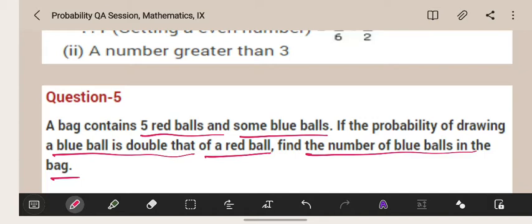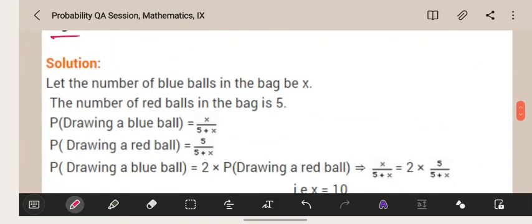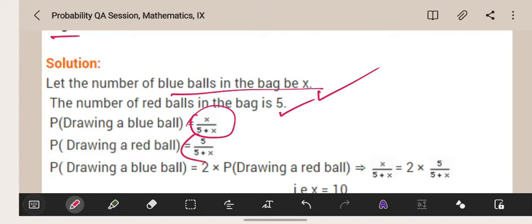So we'll be using some variable. The variable x can be used for blue balls. Because we know about the red balls, the number of red balls is 5 here, and some blue balls they are talking about. So we can assume that the number of blue balls is x, and then we proceed with the answers. The solution is, let the number of blue balls be x. The number of red balls is already given, which is 5. P of drawing a blue ball is x upon 5 plus x, and P of drawing a red ball is 5 upon 5 plus x.